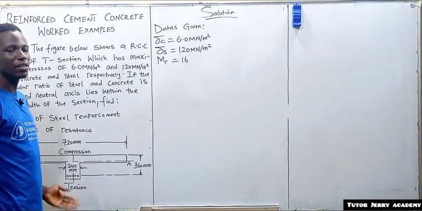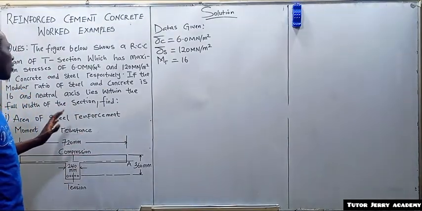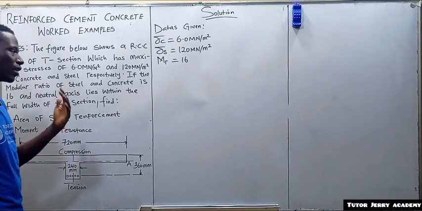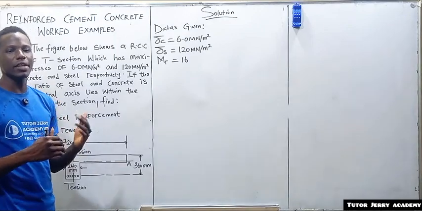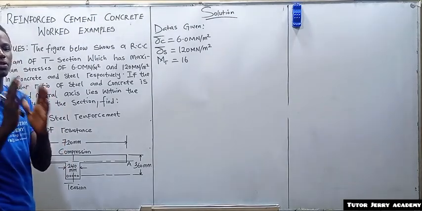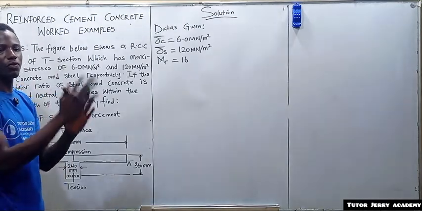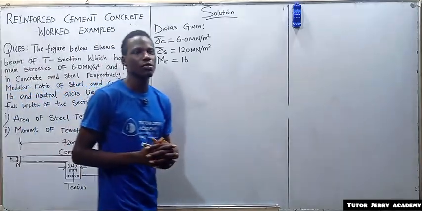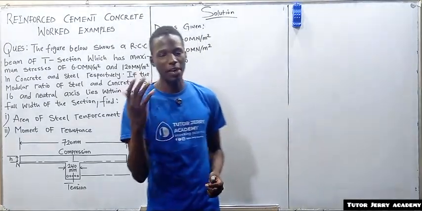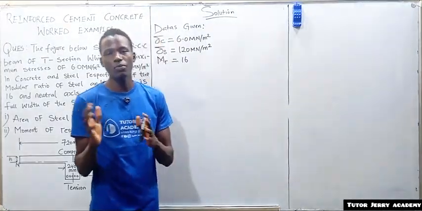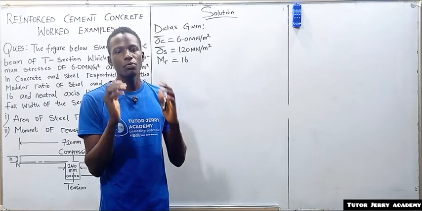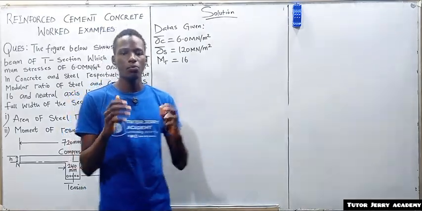When we get h, that is what we will use to calculate our first question, which is the area of steel reinforcement. Now let h be equal to the distance from the neutral axis to the face of compression. So we are going to be looking for h. Like I said in our previous video, it is very important to watch our introductory class, because we derived some very important relations which we are going to apply.